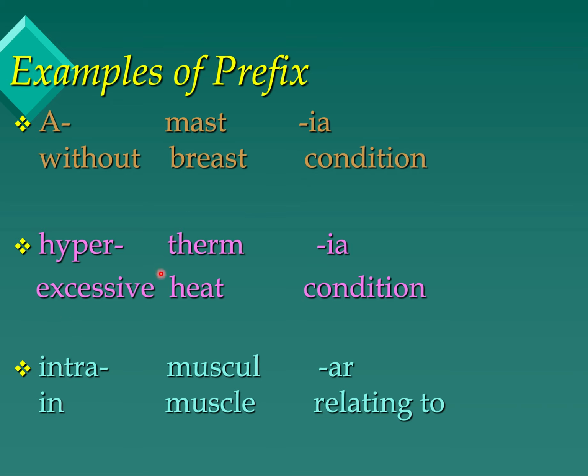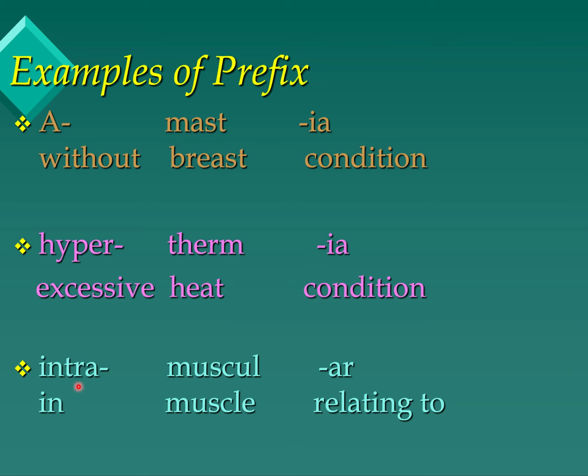Hyper means excessive. Therm means heat. And as we said, -ia is the condition. So hyperthermia means a state of excessive heat, a condition where the heat is getting high. Hyperthermia.